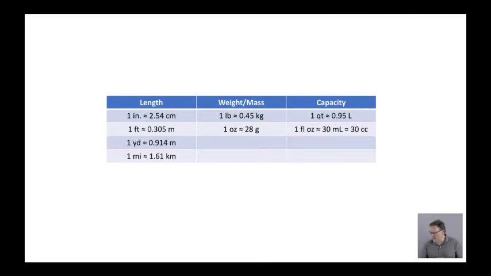And in the areas of weight and mass and capacity, 1 pound is about 0.45 kilograms. So 1 kilogram is about 2.2 pounds. 1 ounce is about 28 grams. 1 quart is 0.95 liters. And lastly, 1 fluid ounce is about 30 milliliters, or 30 cc's. If you recall, a milliliter is the same thing as a cc from our video on metric units.